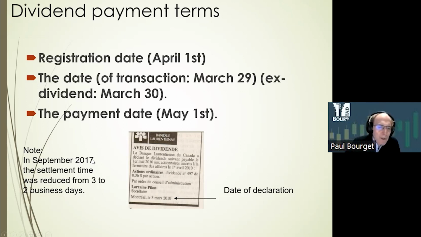In September 2017, the settlement time was reduced from 3 to 2 business days between the registration date and the moment you have to own the stocks.